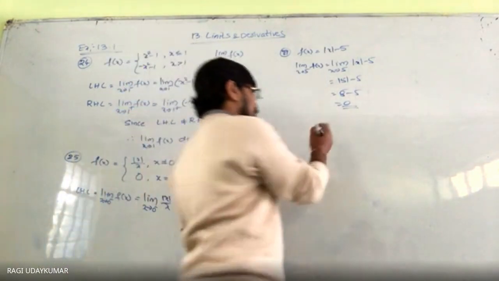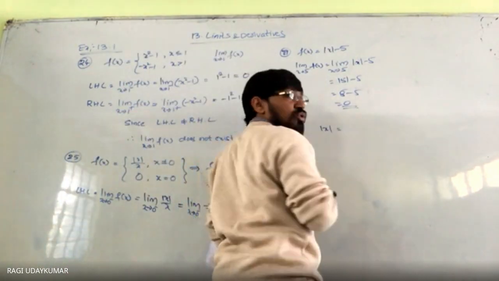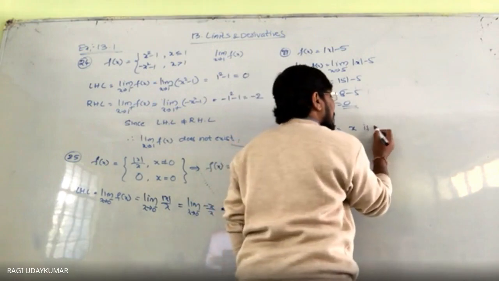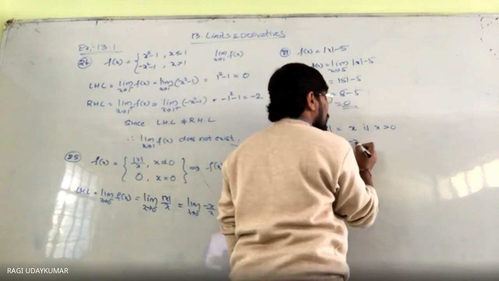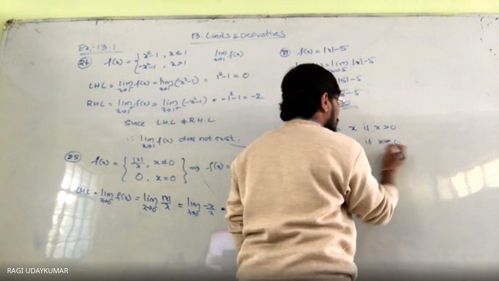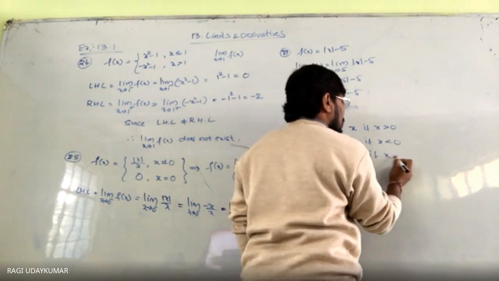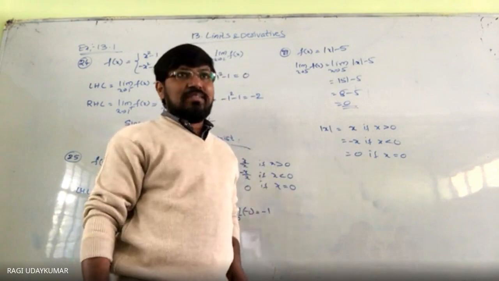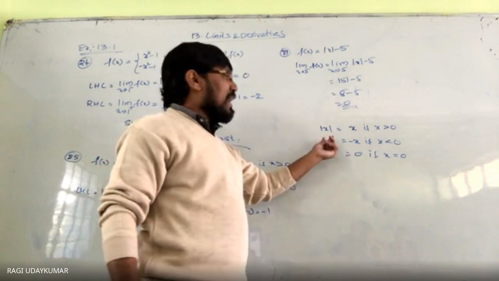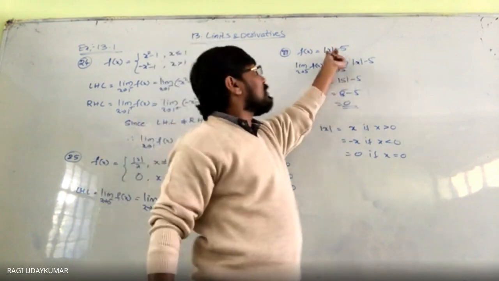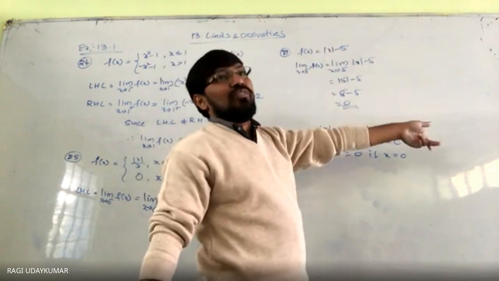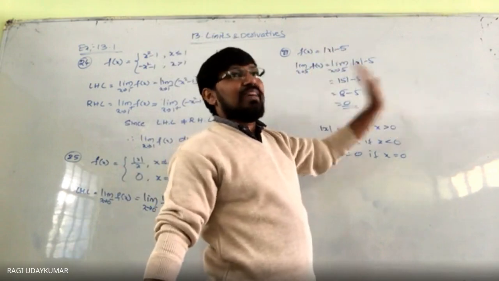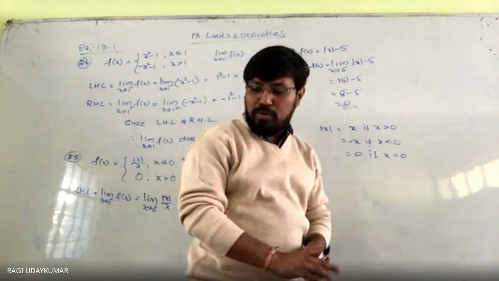Because this function mod x is equals to x if x is greater than 0, is equals to minus x if x is less than 0, is equals to 0 if x is equals to 0. Mod x. तो ये क्या splitting function mod x is splitting at the place of 0, not at the place of 5.